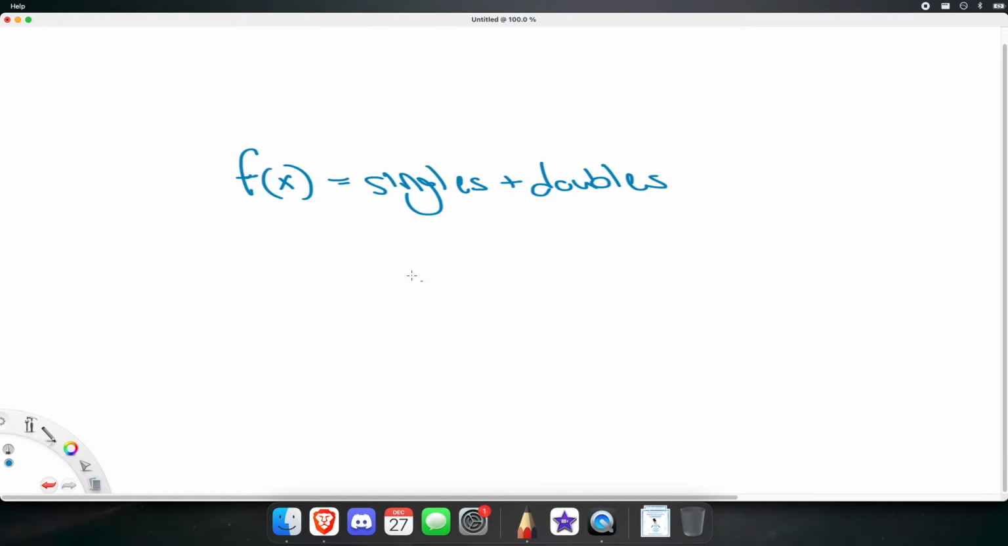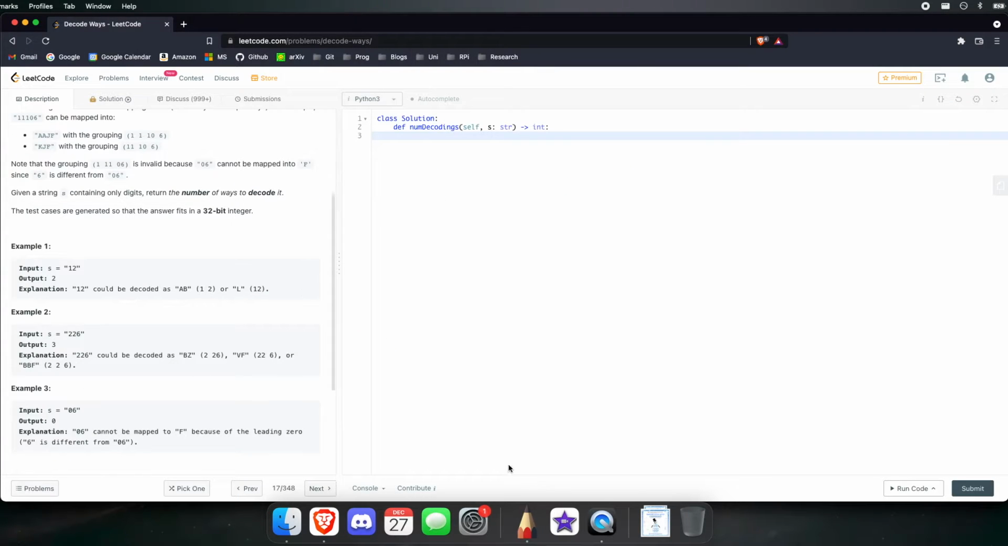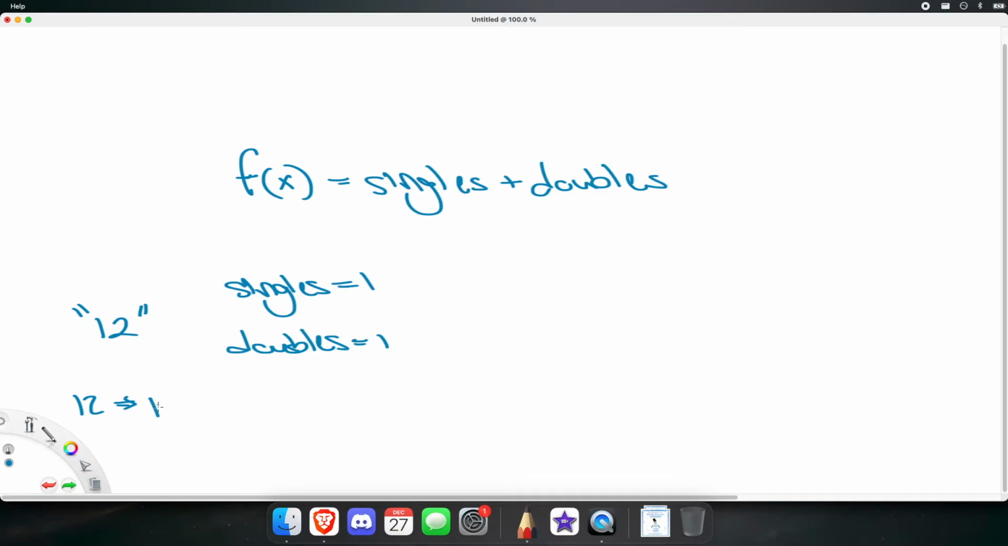Now something I want to keep in mind: for a very simple input, let's say 1 and 2, the number of singles is just 1, because we can have 1 and 2 which will map to A and B. And the number of doubles will also be 1, because we can have 12 which would map to L. So initially, if our input size is just 2, the number of singles we can create is 1, and the number of doubles we can create is also 1.